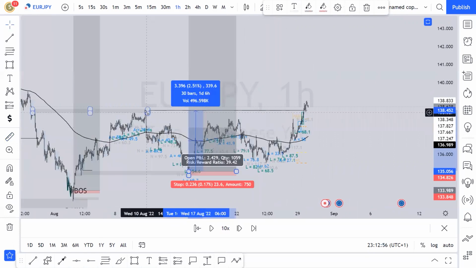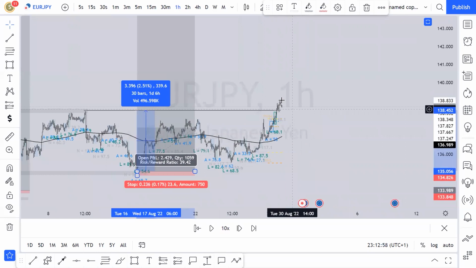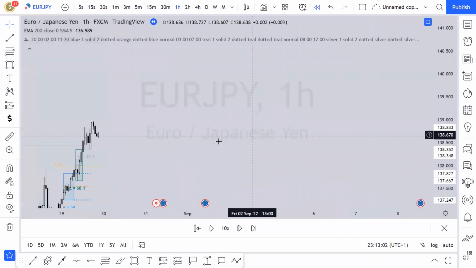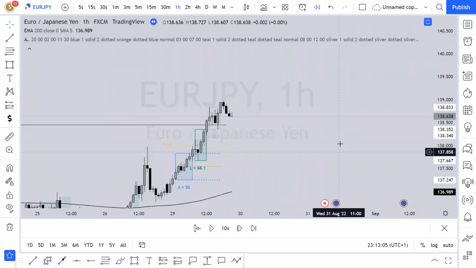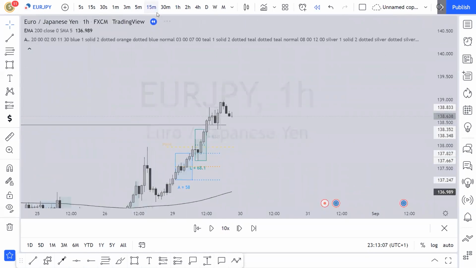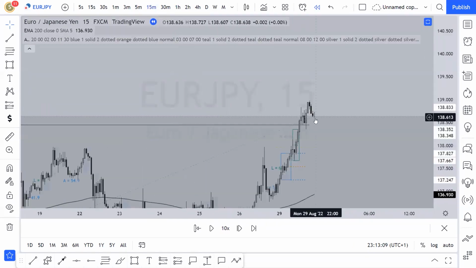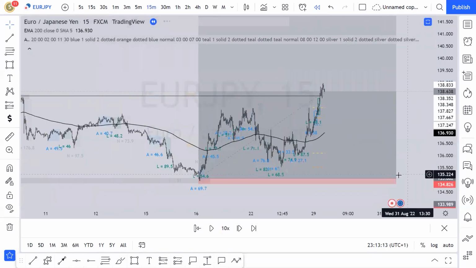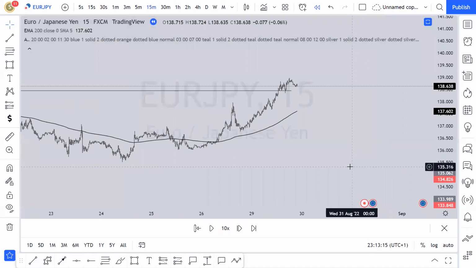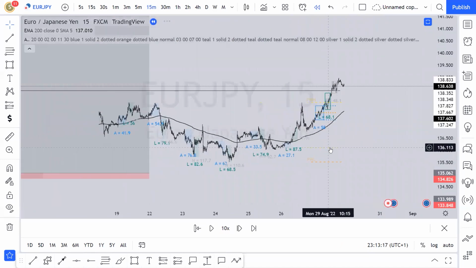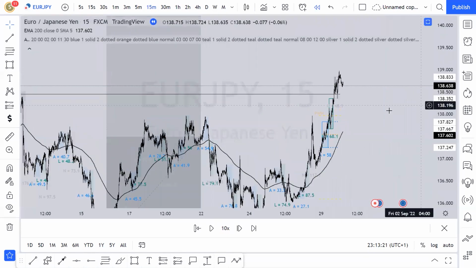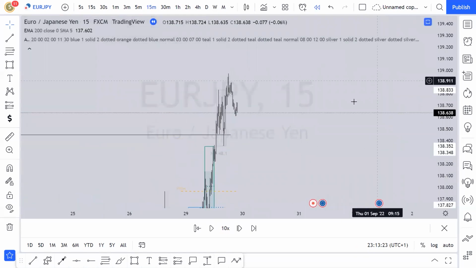So price took out this external liquidity. Let's see what price did around that area and see possible trades that we took as well. So let me go down to my 15 minutes. I think I spotted something very nice. All right, so I spotted something very, very nice on my 15 minutes.